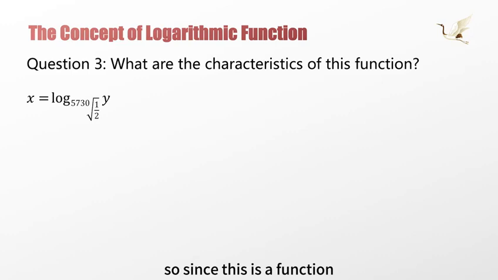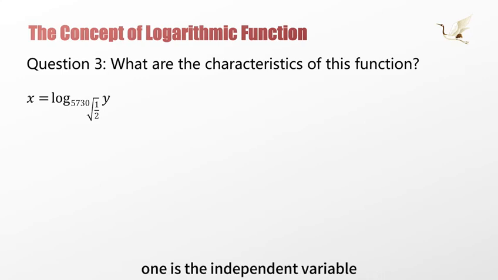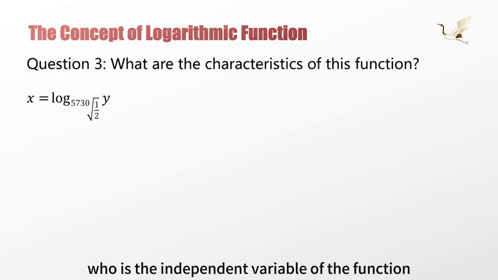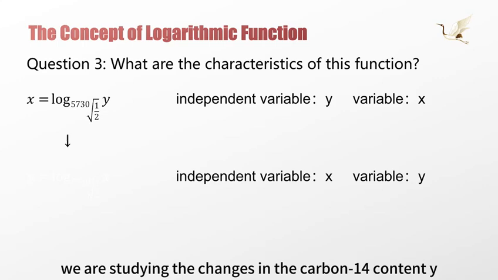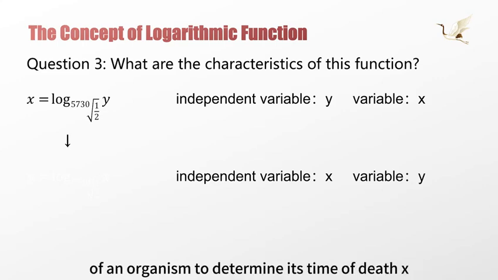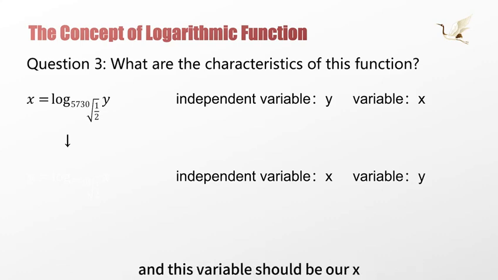So, since this is a function, what are the characteristics of this function? A function must have two variables: one is the independent variable and the other is the dependent variable. So, in this case, which is the independent variable? We are studying the changes in the carbon-14 content y of an organism to determine its time of death x, so the independent variable is obviously y, and the dependent variable should be our x.